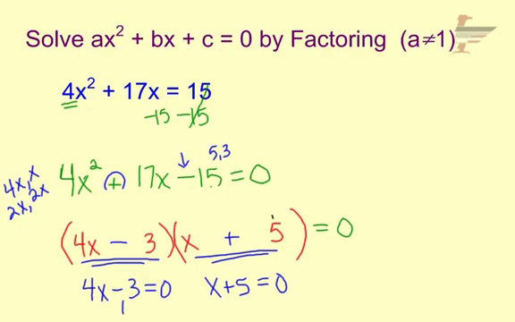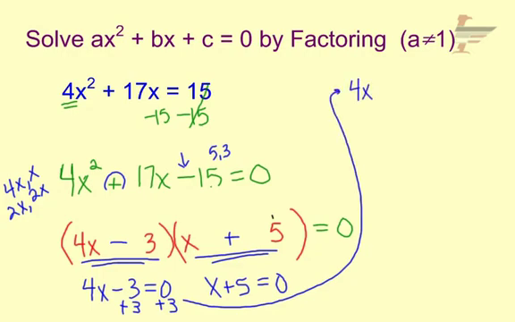In this case, we would add 3. Oh, I am out of room. Can you guys follow me if I come up here? Oh, it's messy. Sorry about that. 4x equals 3. Divide both sides by 4. So one of our answers is 3/4.